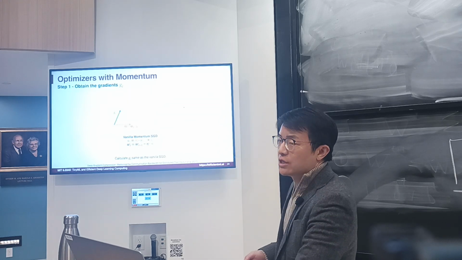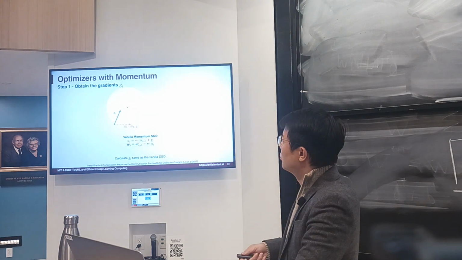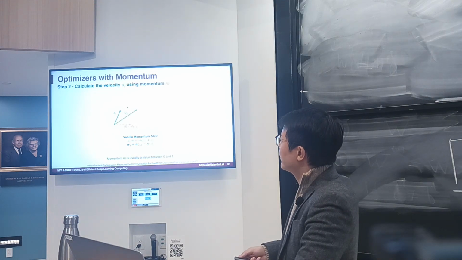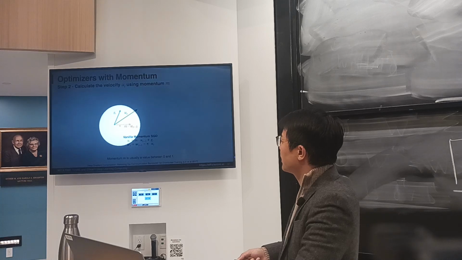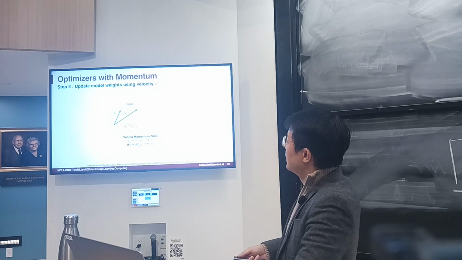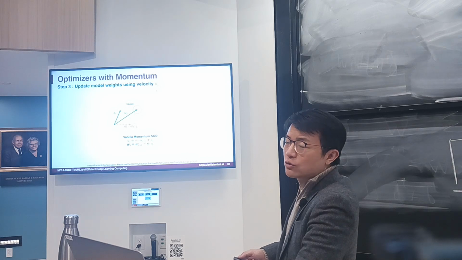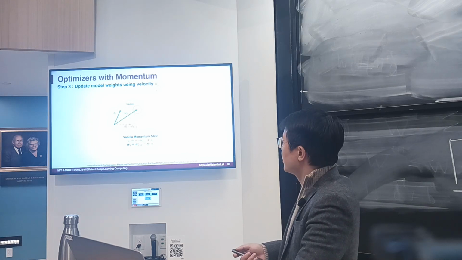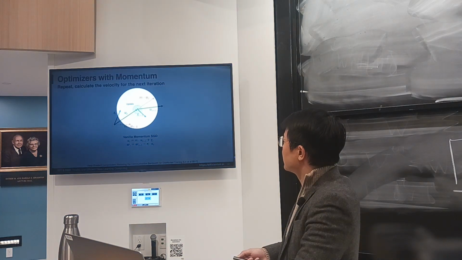So during SGD, we first obtain the gradient. Okay? The gradient is in blue, and then we calculate the velocity using the momentum. So this is the previous velocity, u_{t-1}, and this is u_t, combining these two together to calculate the velocity u_t, and we update the model weights by u_t, not by g_t. Okay? Not using the gradient, but using the velocity, and using this u_t to update the model weights. And finally, we repeat and calculate the velocity for the next iteration.